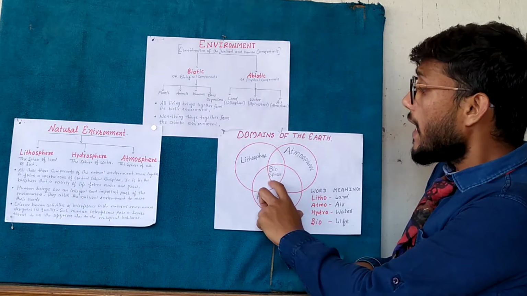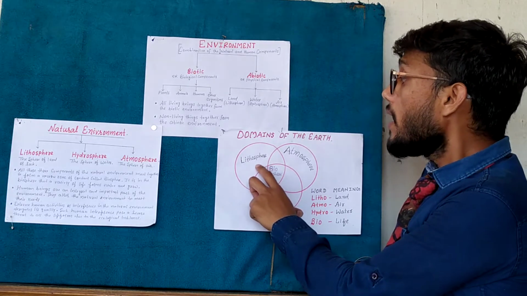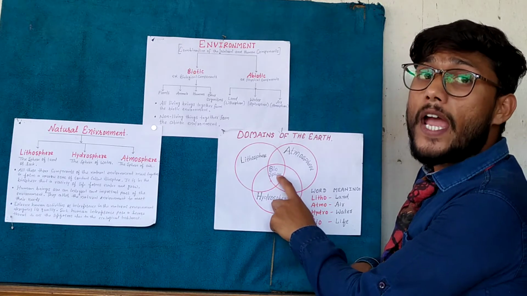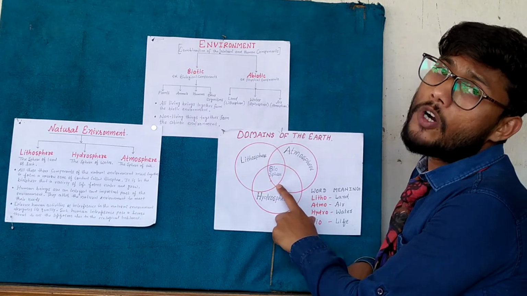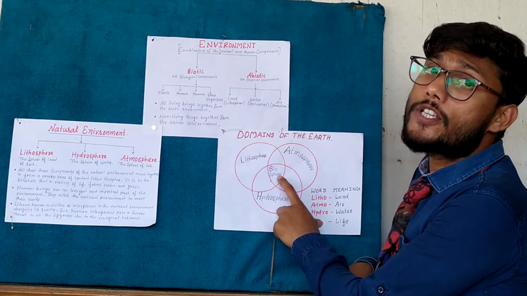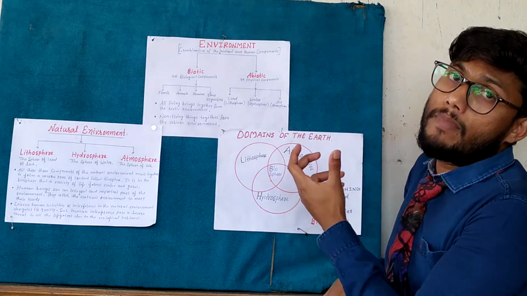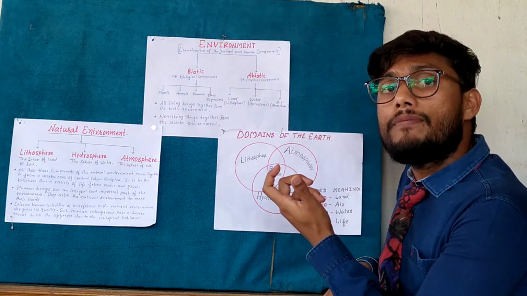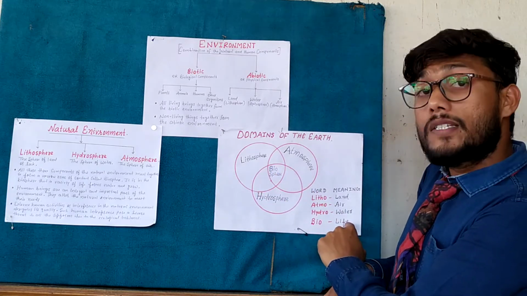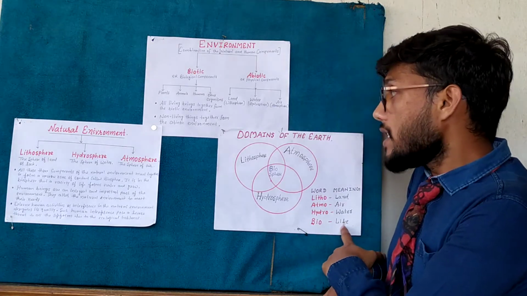Now you will see the biosphere. It is a narrow zone where lithosphere, atmosphere and hydrosphere meet and make favorable conditions for the survival of human beings, plants and animals. This is known as the biosphere. The word bio means life, so the sphere of life is known as biosphere.